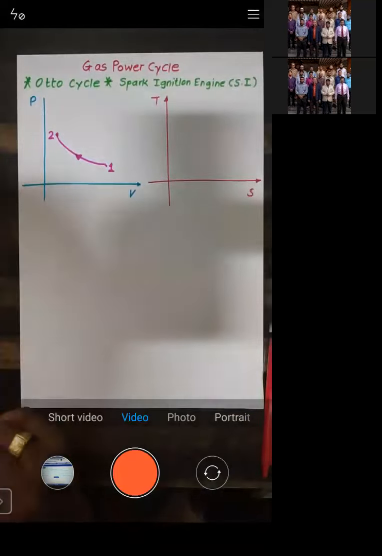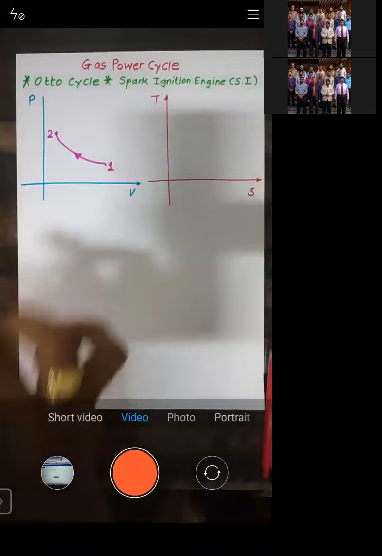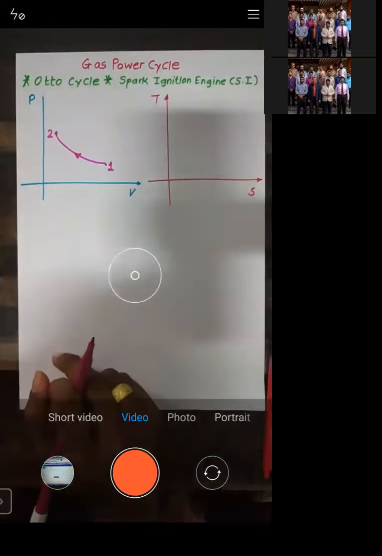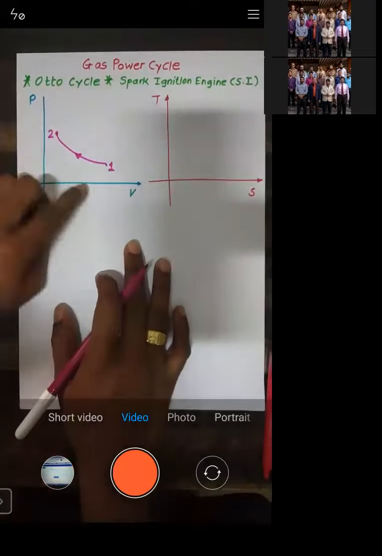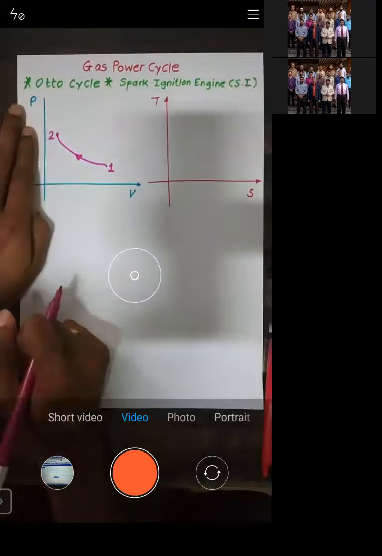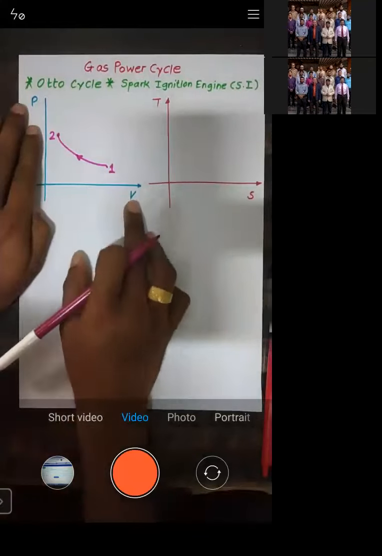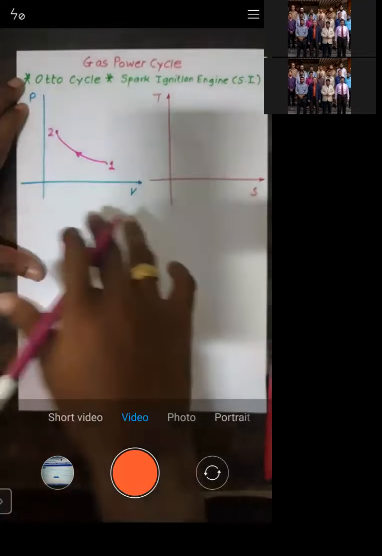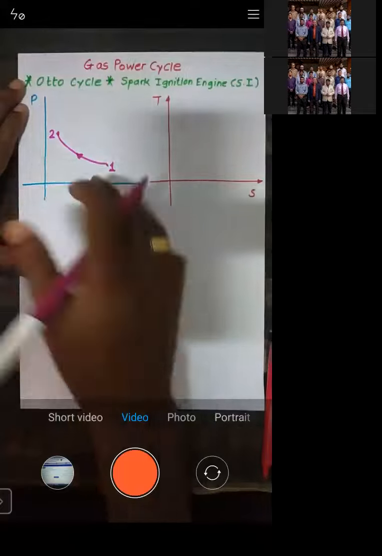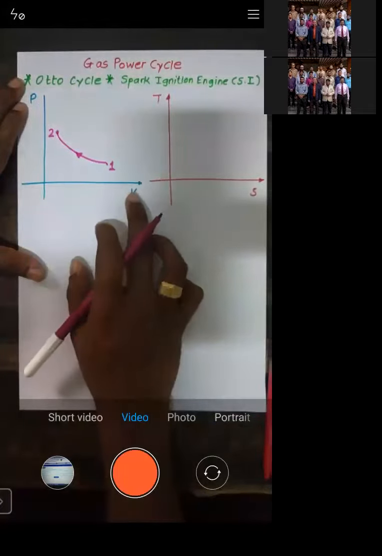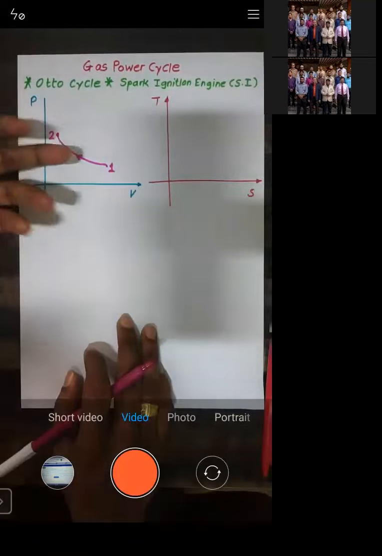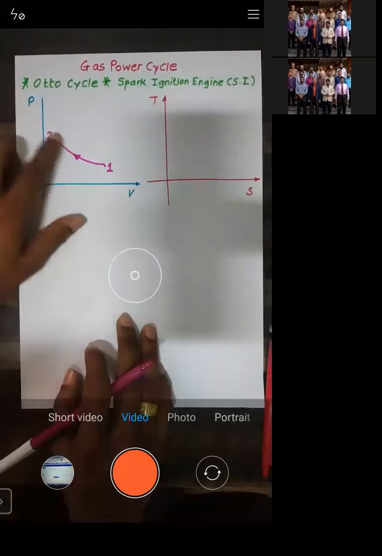Based on the nature of the curve, can you predict which process 1 to 2 is? It can't be constant pressure, and it can't be constant volume. If you want a constant pressure process, it should be a horizontal line. If you want a constant volume process, it has to be a vertical line. But it is not like that. 1 to 2 is a curve.